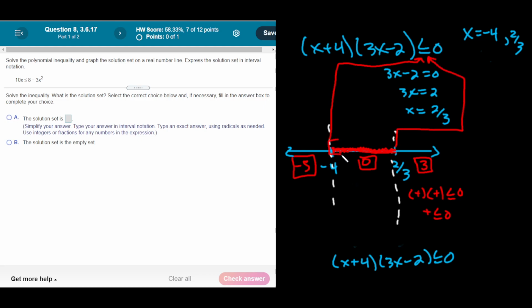So brackets, because we finally have an inequality, and that looks weird, I'm going to use lime so it can pop, so it can stand out. And this is our solution. So interval notation is going to be bracket -4, comma 2 over 3 with a bracket. We're done.